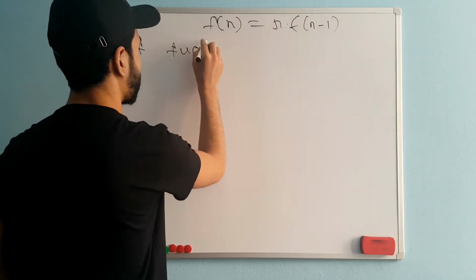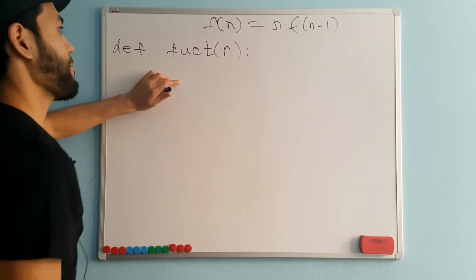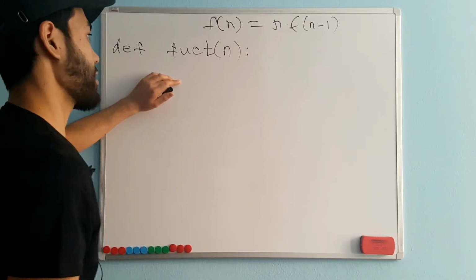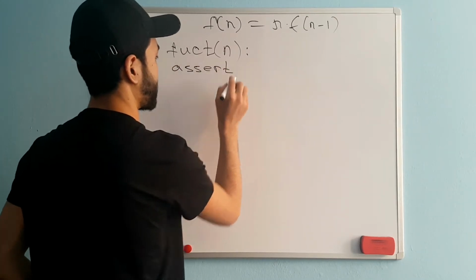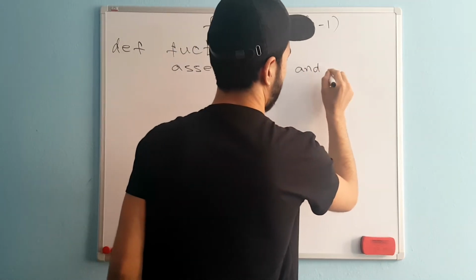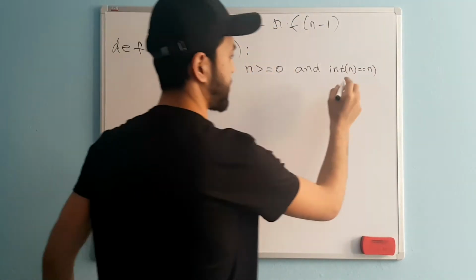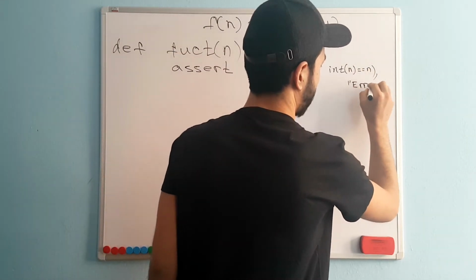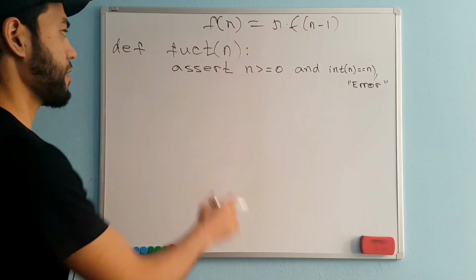For writing the code I'm going to use Python, and we will define the function with def factorial, which takes a number. Inside, firstly I must check that the number is an integer and positive. If it is not, I will return an error. Therefore I will assert that the number must be greater than or equal to 0, and the number must be an integer equal to n. If not, I will just return an error.